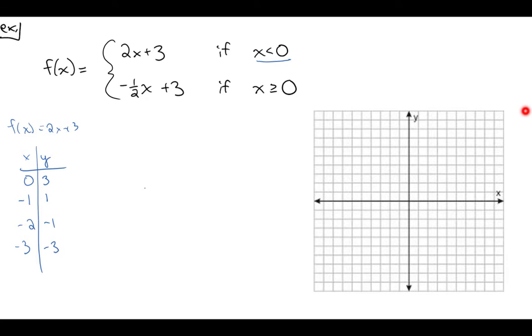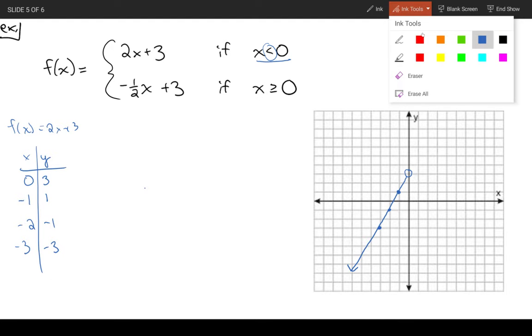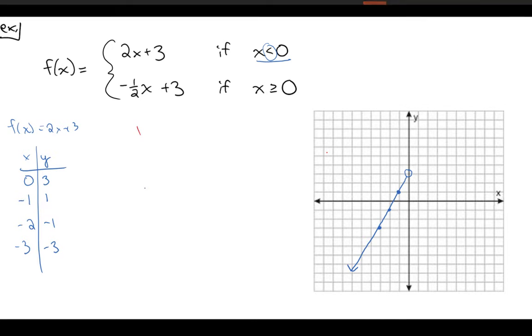All right, so I'm going to go ahead and plot these. At (0, 3), since I'm not including it, since it's just the less than sign, I'm going to put an open dot at (0, 3). Negative 1, 1 would be here. Negative 2, negative 1 here. Negative 3, negative 3 would be here. So you can see what's happening here, a linear equation like that.